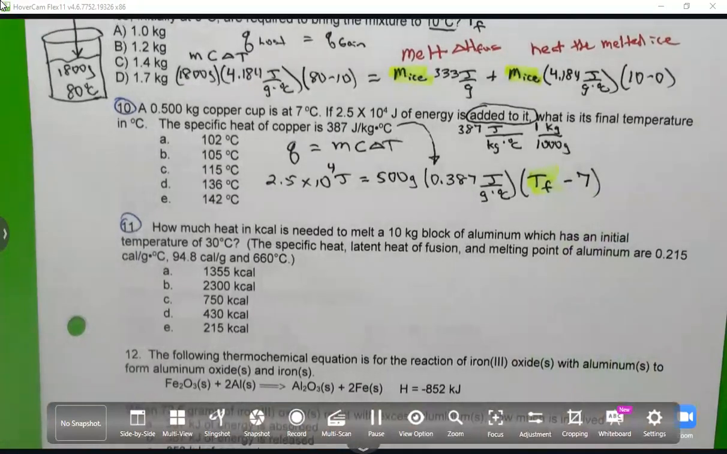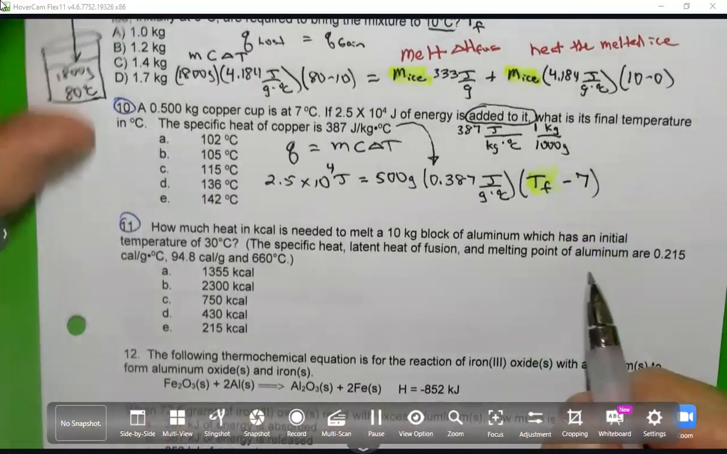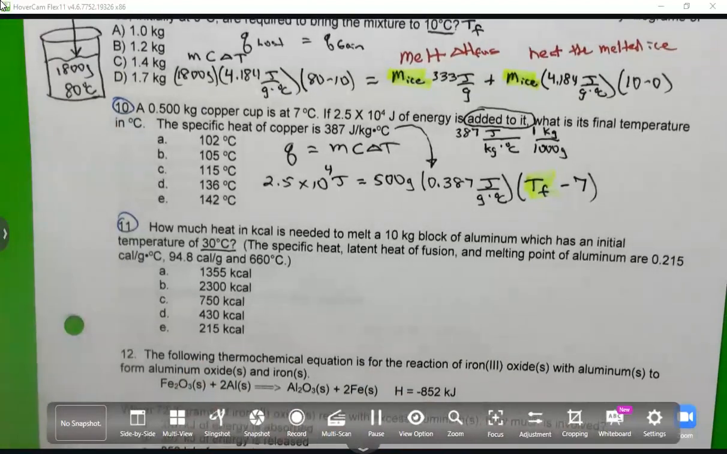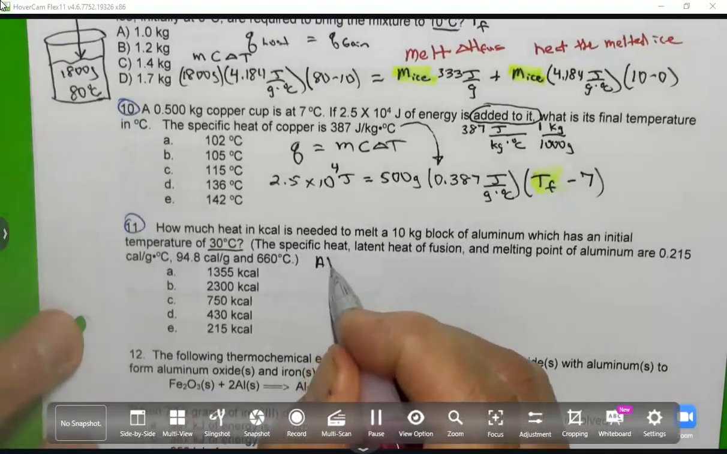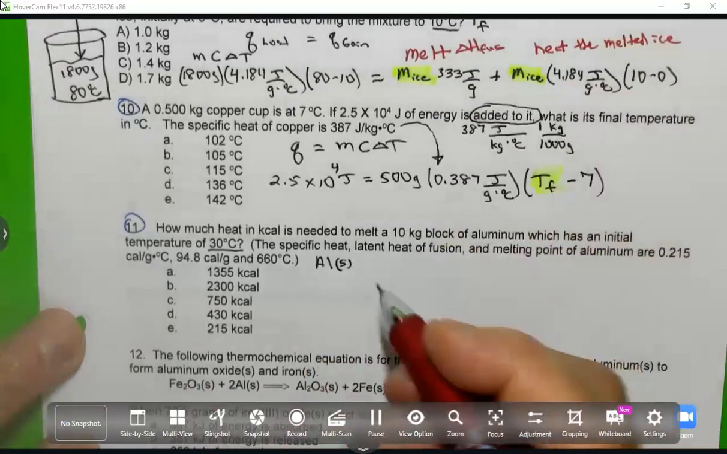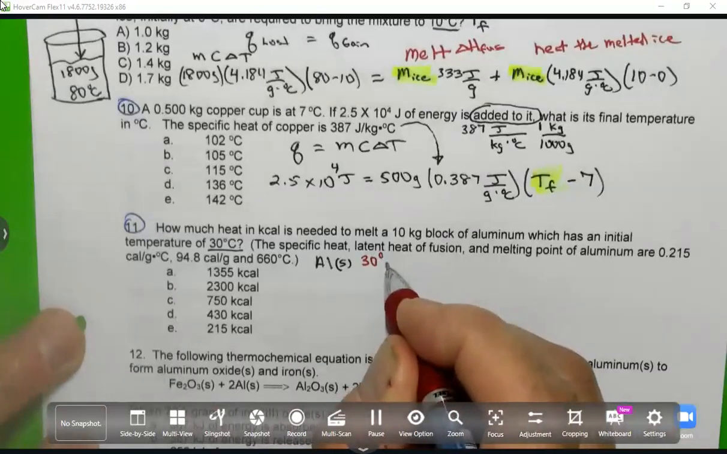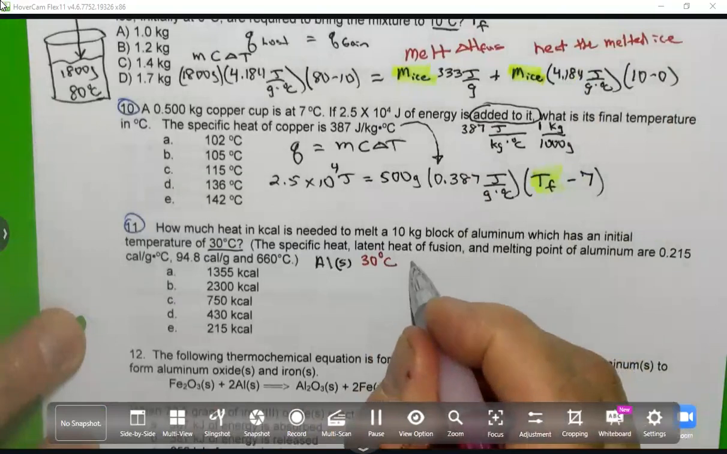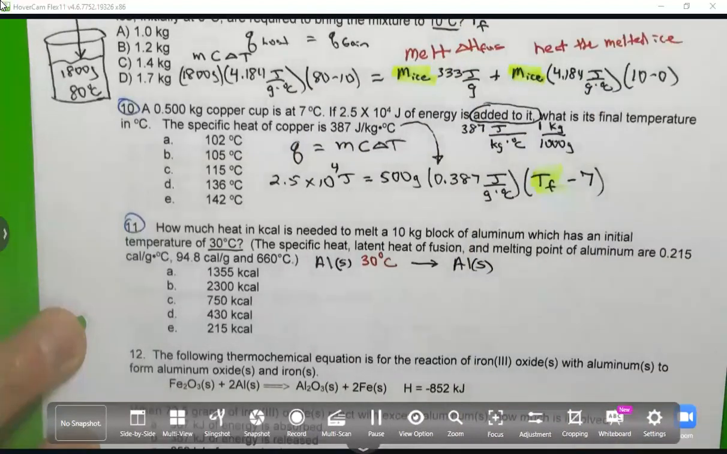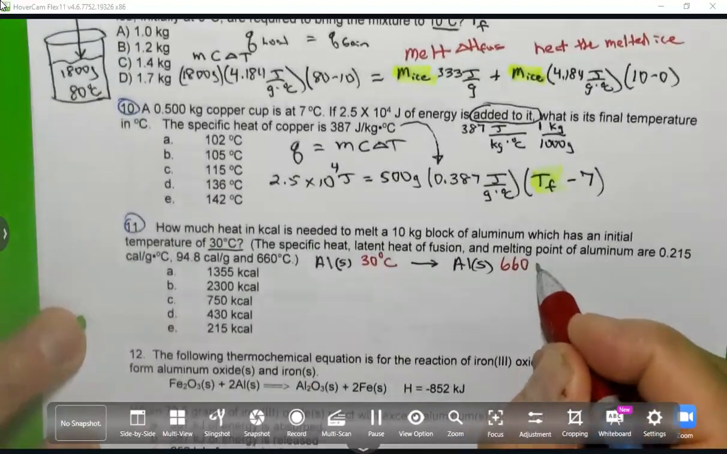In number 11, we've got how much heat in kilocalories is needed to melt 10 kilograms of aluminum, which has an initial temperature of 30 degrees. Okay, so what we need to do is we need to get our aluminum solid, which is initially at 30 degrees. We need to get that to the melting point of aluminum, which is 660 degrees.